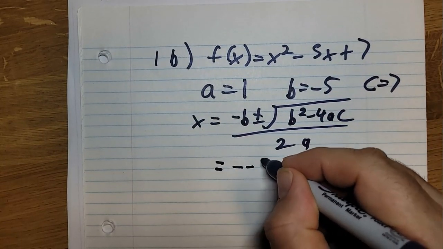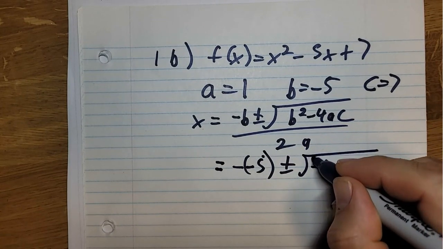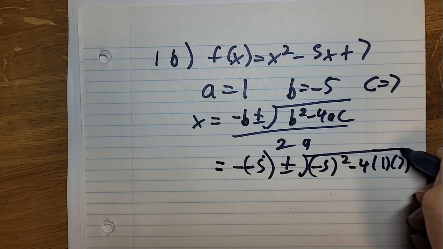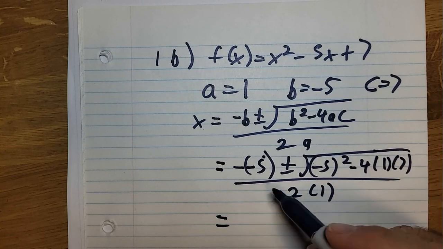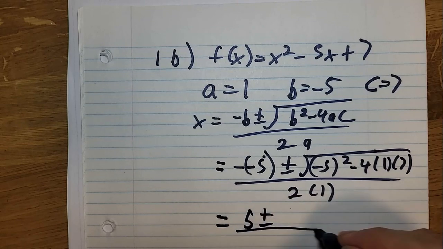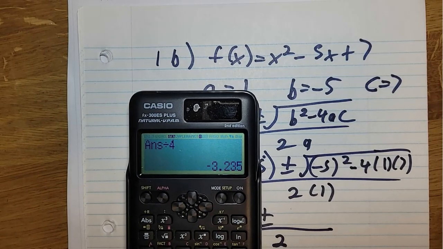So we get negative 5, I'll write it all out in a bracket, plus minus the square root of negative 5 squared minus 4 times a is 1 times 7, all over 2 times 1. Okay, a negative and a negative is a positive, so you get 5 plus minus, on the bottom we get 2 times 1. Now we're going to do this in the bracket. So again, we got bracket, negative 5 squared, minus 4, bracket 1, bracket 7. And you get negative 3.